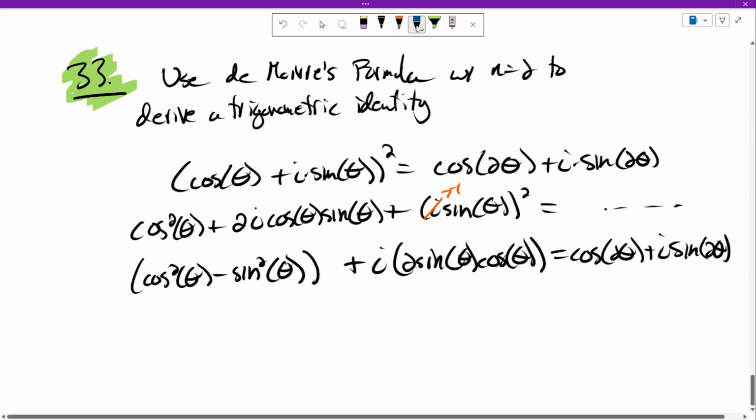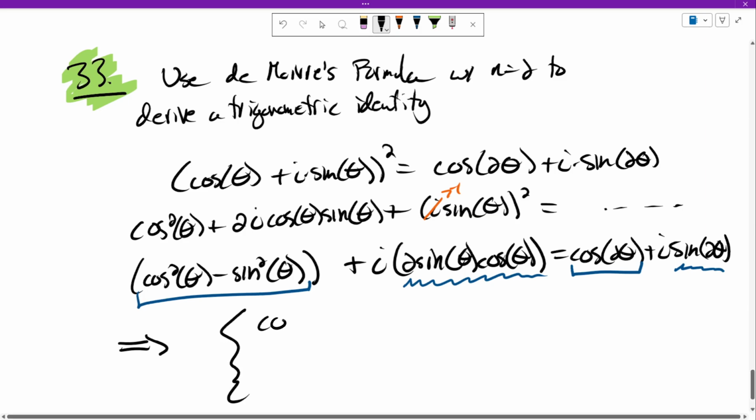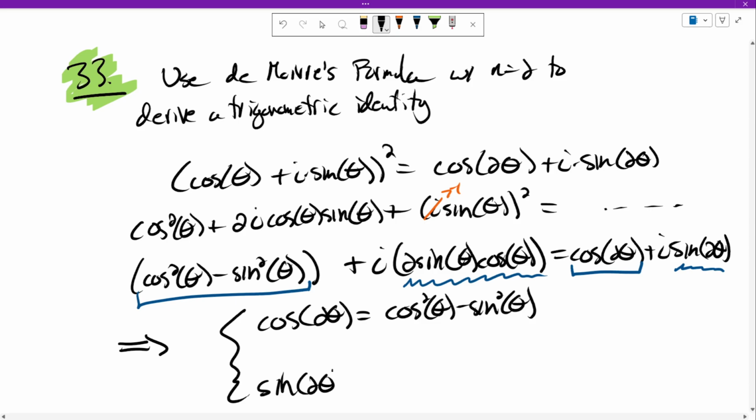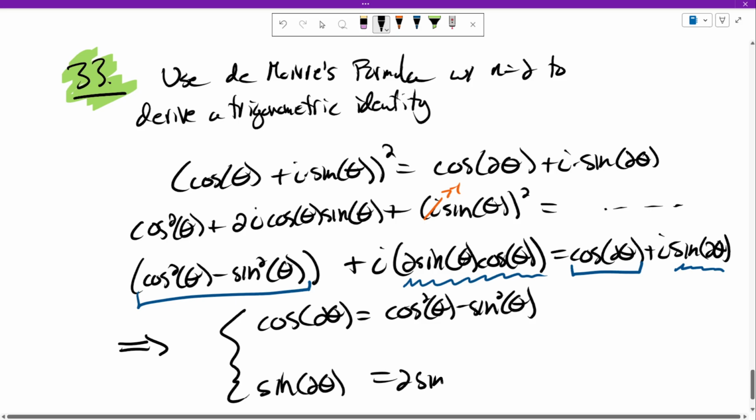Now, when two complex numbers are equal to each other, it must be that the real parts are equal and the imaginary parts are equal. So if we set the real parts equal to each other, we learn the following. We learn that cosine of 2 theta has to be equal to cosine squared minus sine squared. And we learn that sine of 2 theta has to be 2 sine cosine.